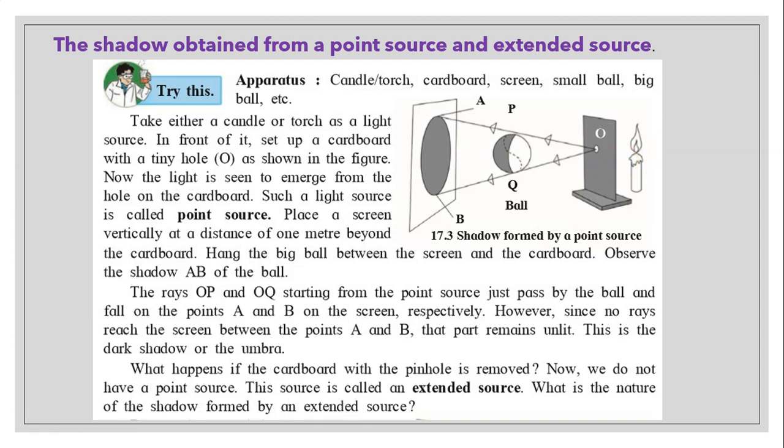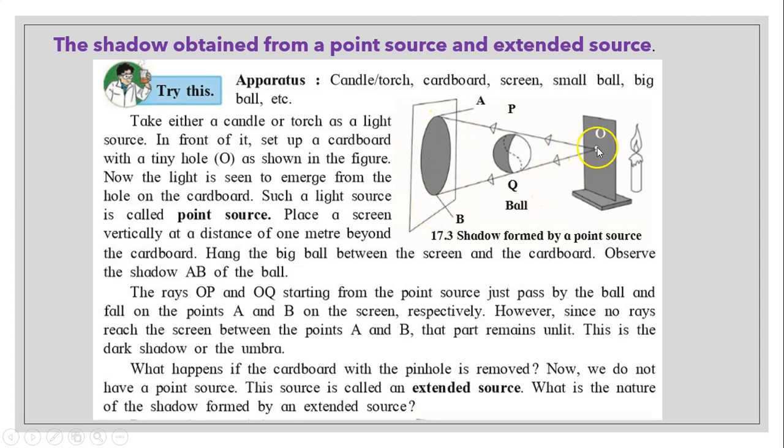Now the light is seen to emerge. We see from this side the light is seen to emerge from the hole on the cardboard. Such a light is called a point source. Place a screen vertically at a distance of 1 meter beyond the cardboard. And in between, hang the big ball between the screen and the cardboard. Now observe the shadow AB. This is the shadow AB of the ball.